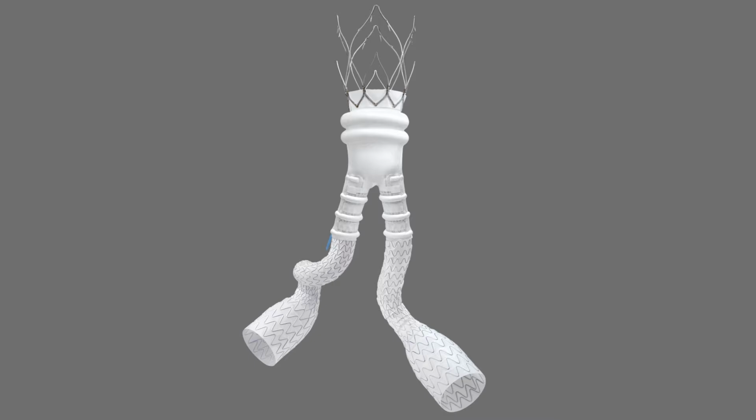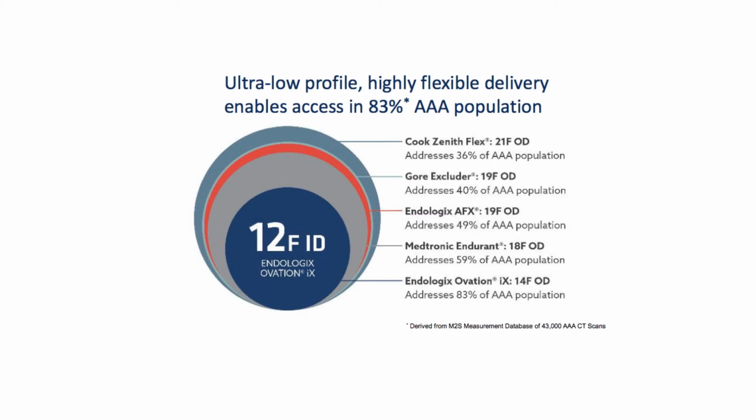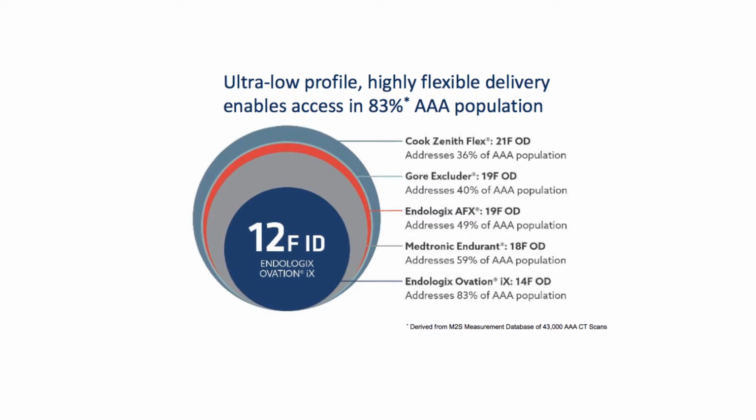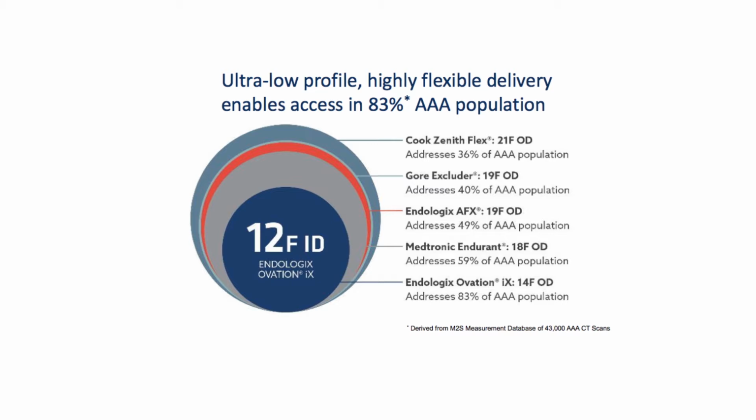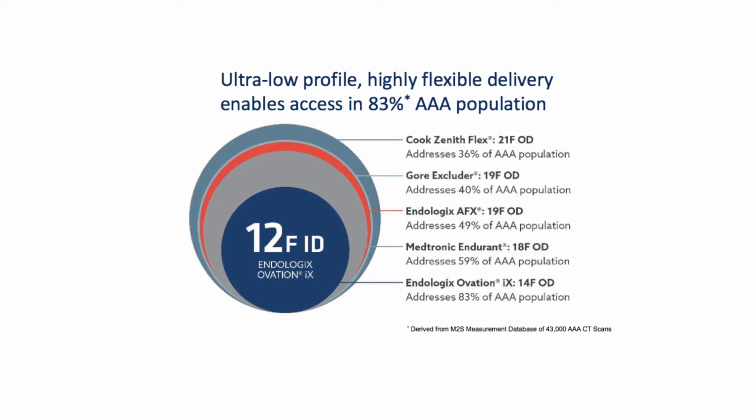What does that look like compared to these other devices? This is a scale drawing showing the outside diameter of the delivery systems of all these devices. Here's Ovation, and here's the other ones. So most of the time, Ovation's going through vessels that are fairly bigger than the catheter, whereas these other devices, much of the time, they're going in vessels that are smaller than the catheter, creating more opportunity for complication.